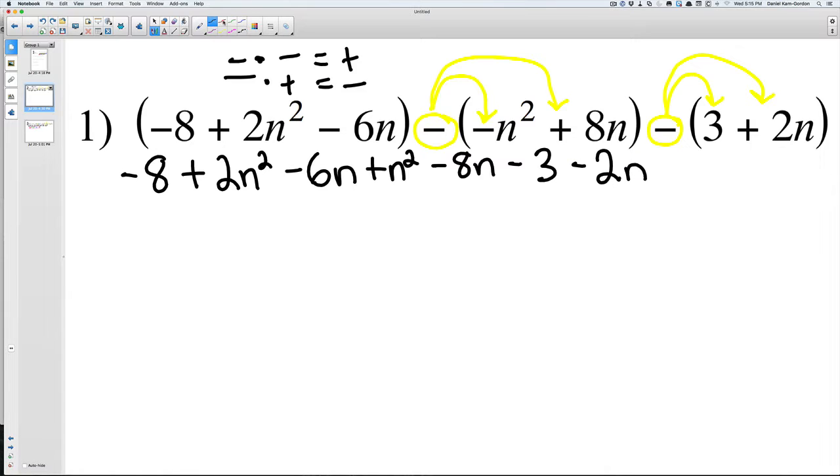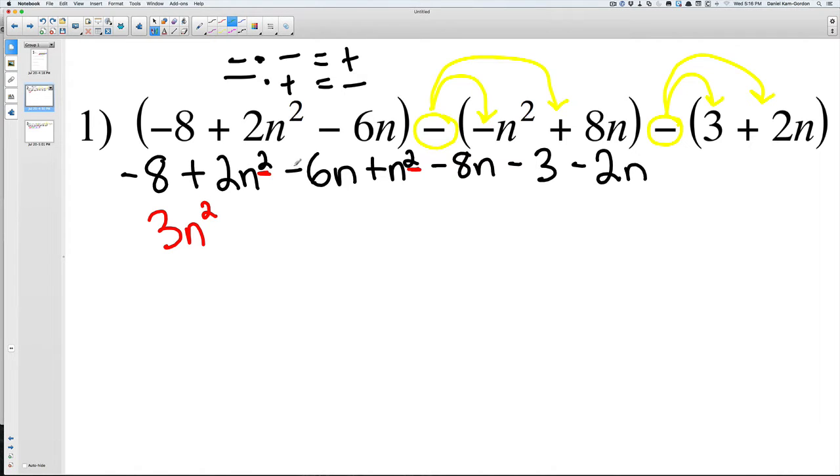Now we just have to look to see which exponent is the biggest. We have some n squareds here, and I think that's the biggest exponent in this problem. So we have to add all of our n squareds first. You have to add the biggest exponents first. That's just the proper way to do it. So we have 2n squared plus 1n squared over here. So we have 3n squared altogether.